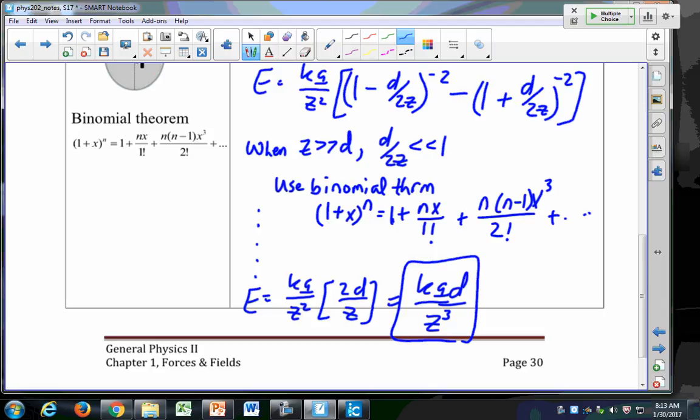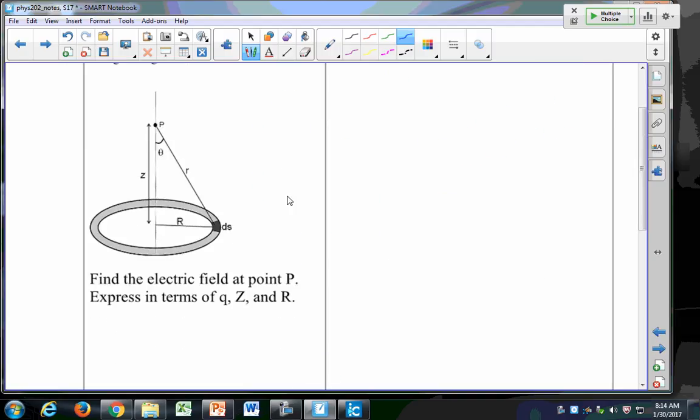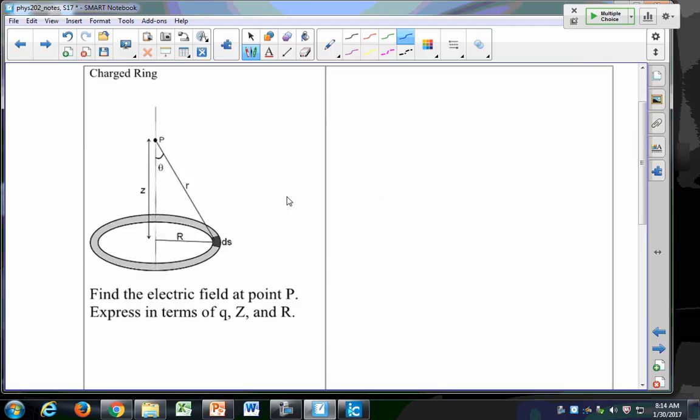Alrighty? Now, the next part, I'm going to get you started a little bit on it, but then I'm going to leave you to look at it in your homework. But let's say that I have a ring of charge. I have some physical object that's a ring, and I want to know the electric field up at some point Z. What I'm going to do is break it into differential elements.